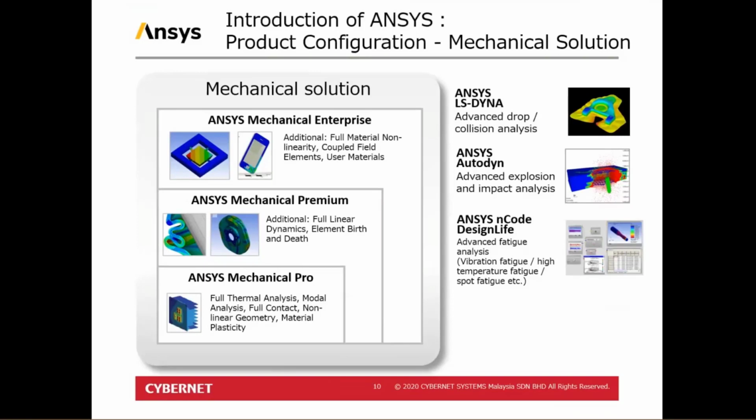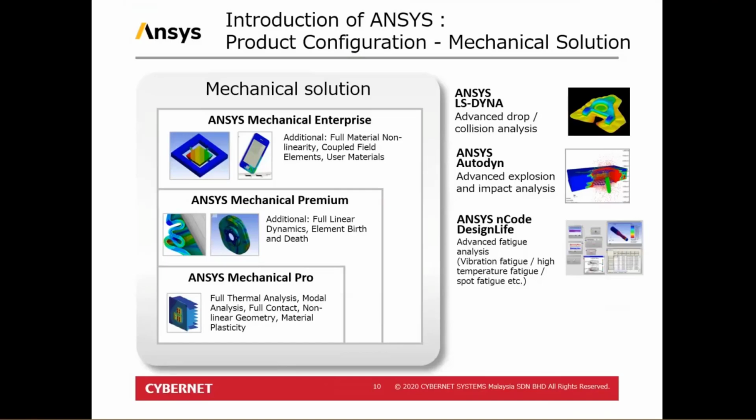Now, the first one, the entry-level license, is called ANSYS Mechanical Pro. It includes a full thermal analysis, and then modal analysis, full contact, which includes every type of contact in ANSYS Mechanical, and then also includes nonlinear geometry, and a little bit of nonlinear material as well, which is material plasticity.